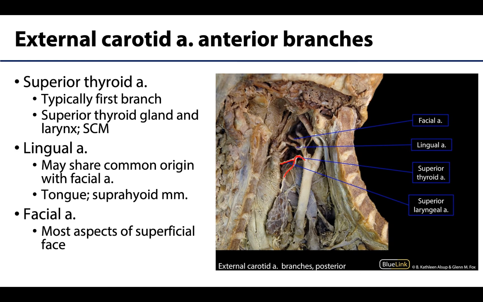Next, you will have the lingual artery, which may share a common origin with the facial artery, but if it doesn't share a common origin, it's typically the more inferior of the arteries. This artery will supply the tongue as well as some of the suprahyoid muscles. And the facial artery supplies just what you think it should supply, which is the face, mostly the superficial face, but there are some portions of the deeper face, but mostly we'll focus on that superficial face region.